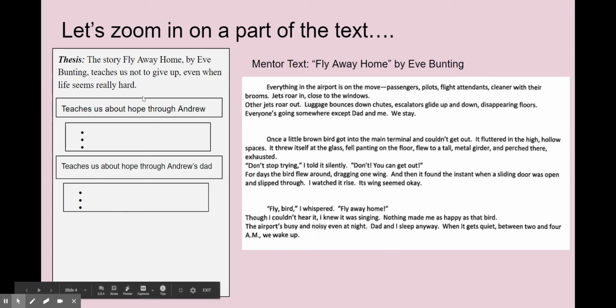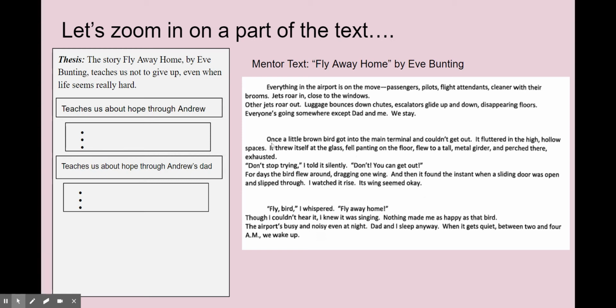So here's my thesis for my literary essay. The story Fly Away Home by Eve Bunting teaches us not to give up, even when life seems really hard. So I think that's the lesson that the story is teaching us. And I have two boxes. The first box is how it teaches us about hope and not giving up through Andrew's actions. Then it teaches us about hope and not giving up through Andrew's dad.